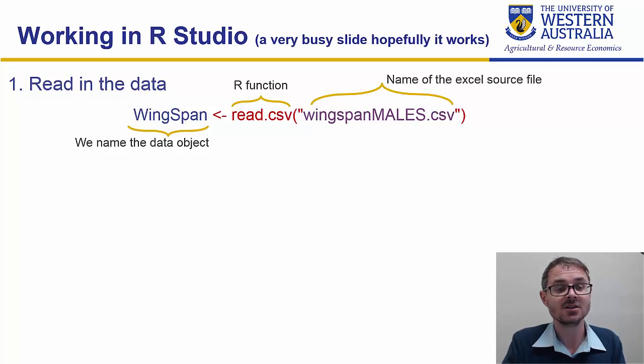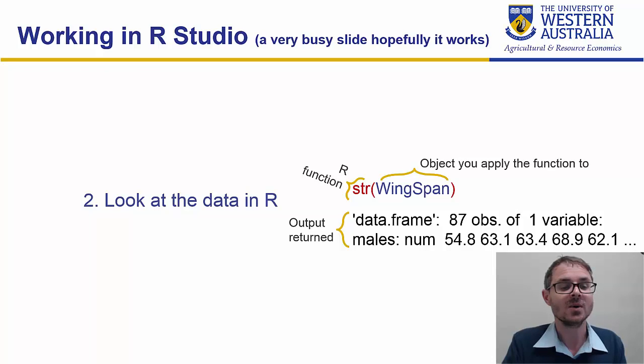You've got the R function that you apply, and you've got the source data that you want to extract. So it's read: apply the read function, so read the data into R, and that's really what we want to be doing. Now once you've read the data into R, you need to check it, and you need to see what's going on. So the way that we check the data is that we use the str function.